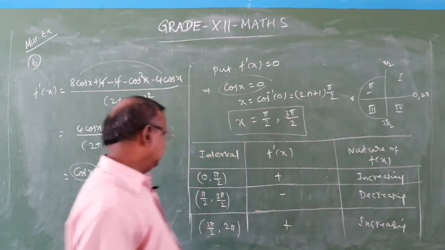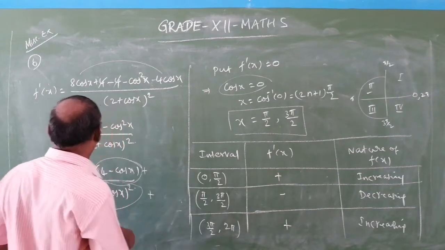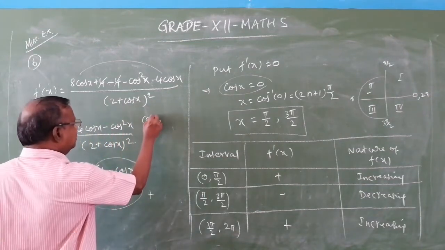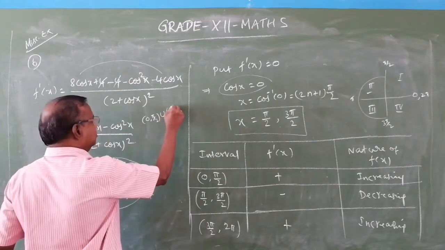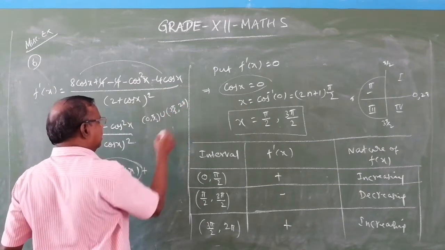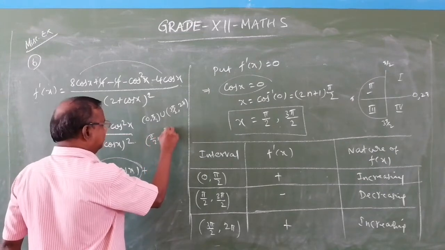So the function f of x is increasing on 0 comma pi by 2 union 3 pi by 2 comma 2 pi, and it is decreasing on pi by 2 to 3 pi by 2.